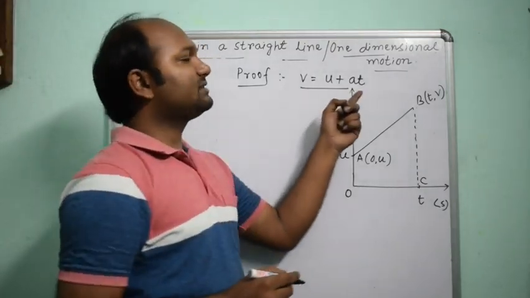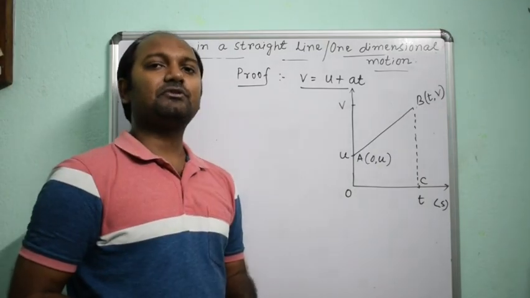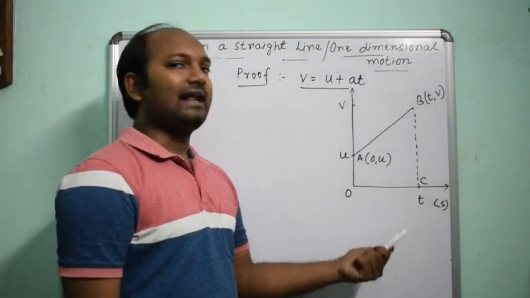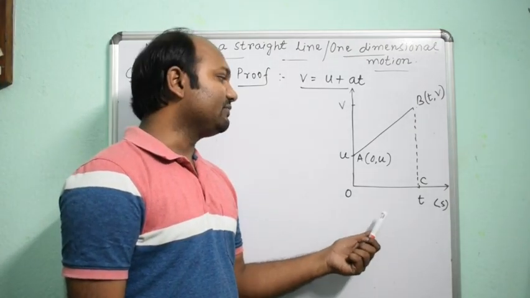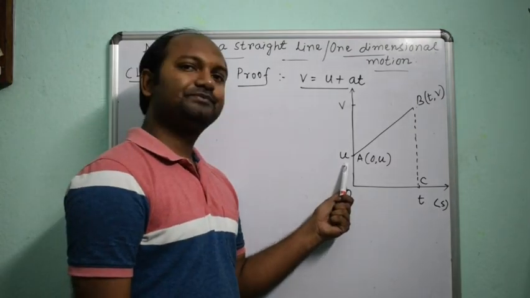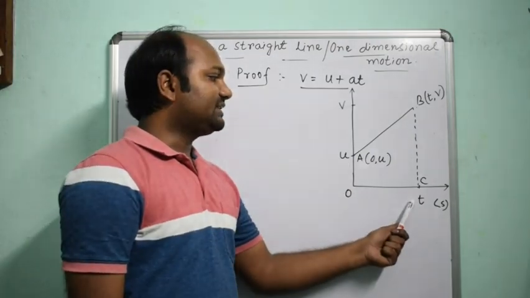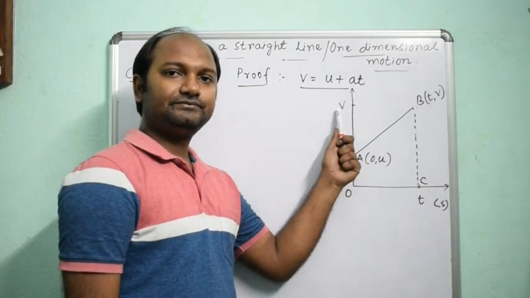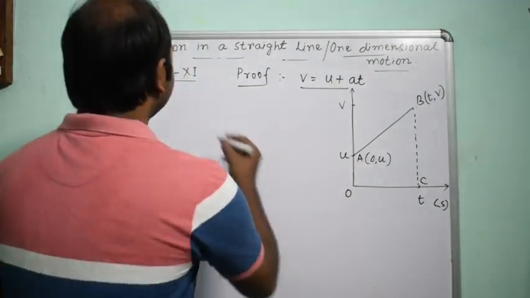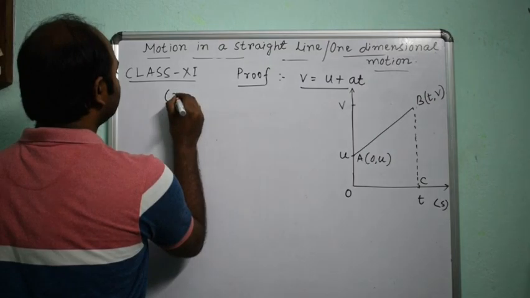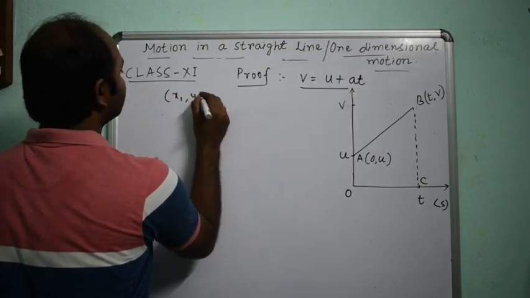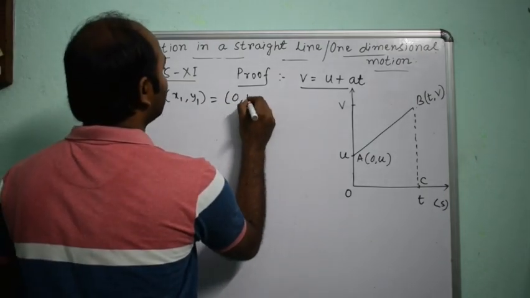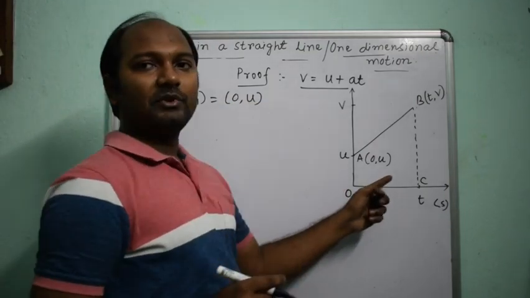To prove this equation, first you have to write the statement: let an object be moving with initial velocity u. After t seconds, its velocity increases to v. Then its initial coordinate x1, y1 is 0, u.